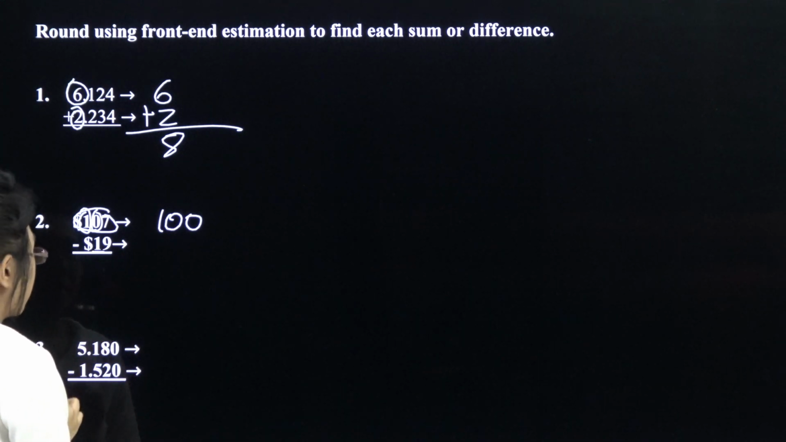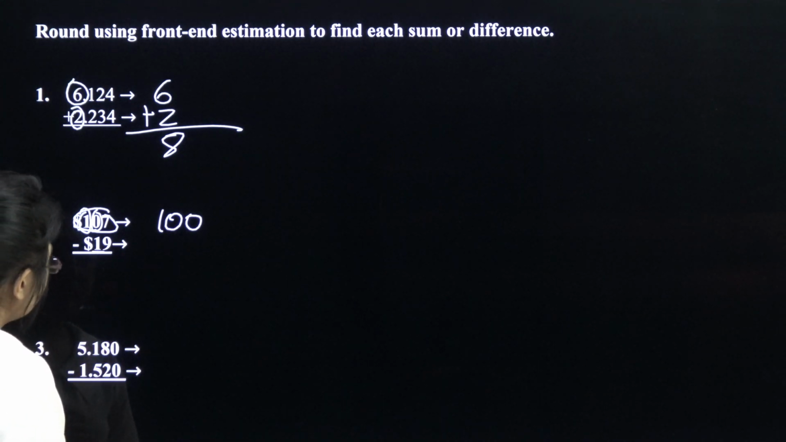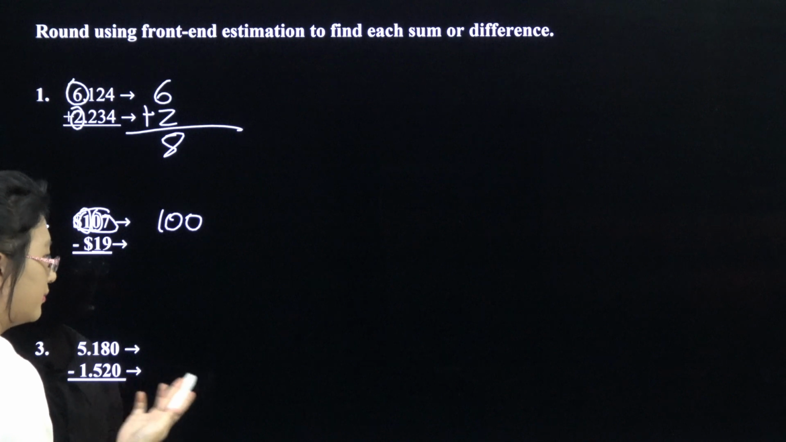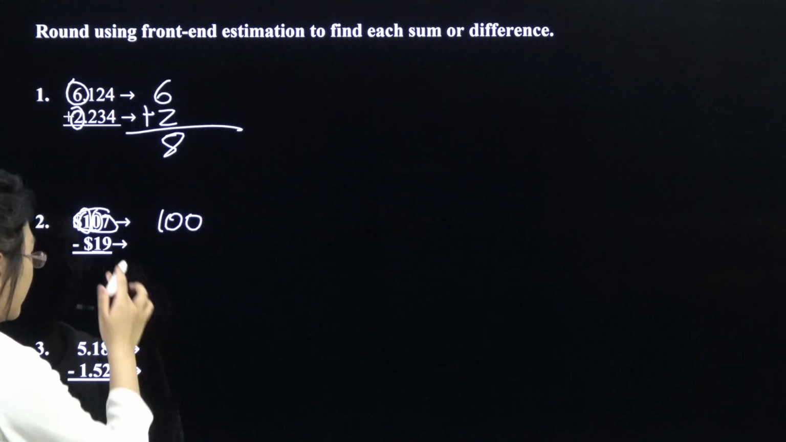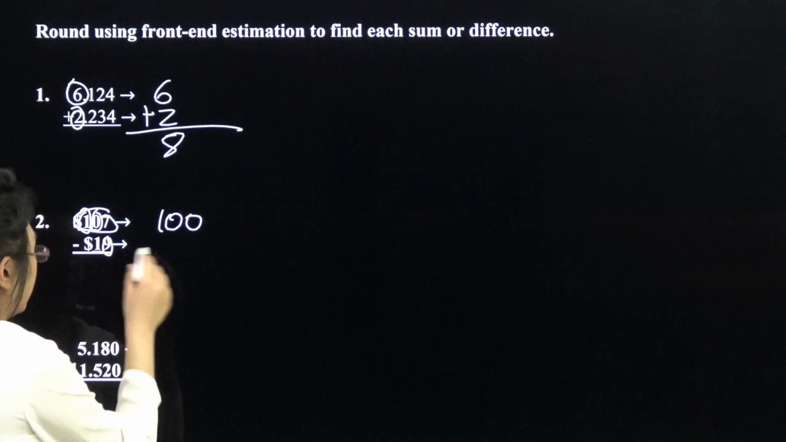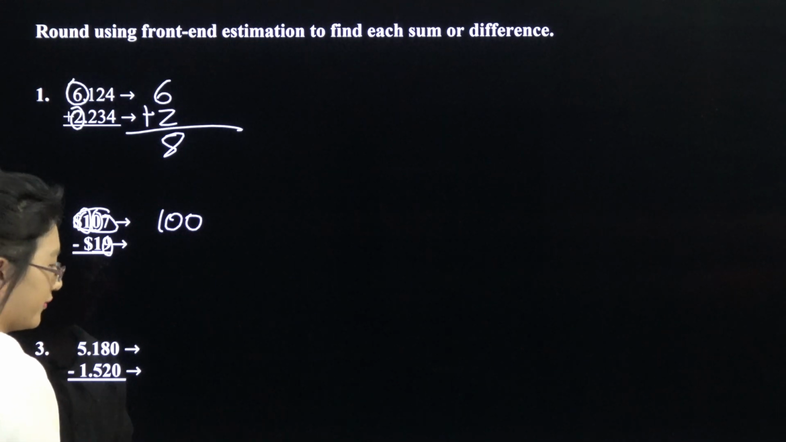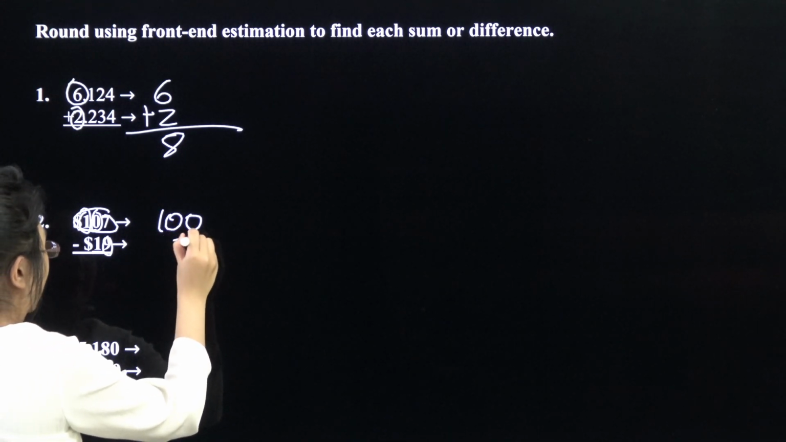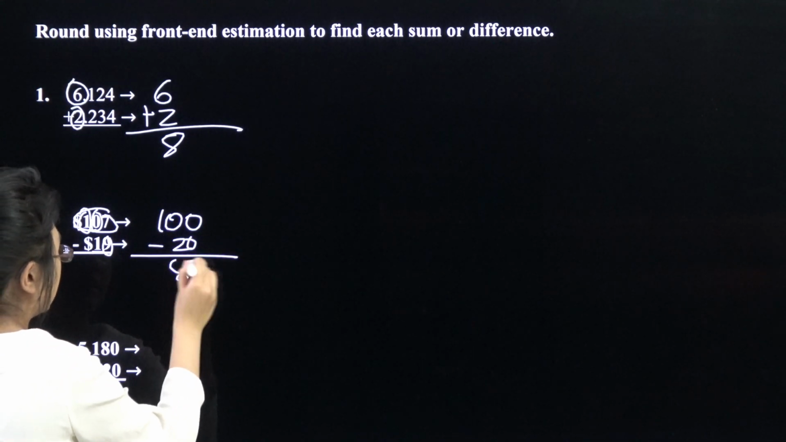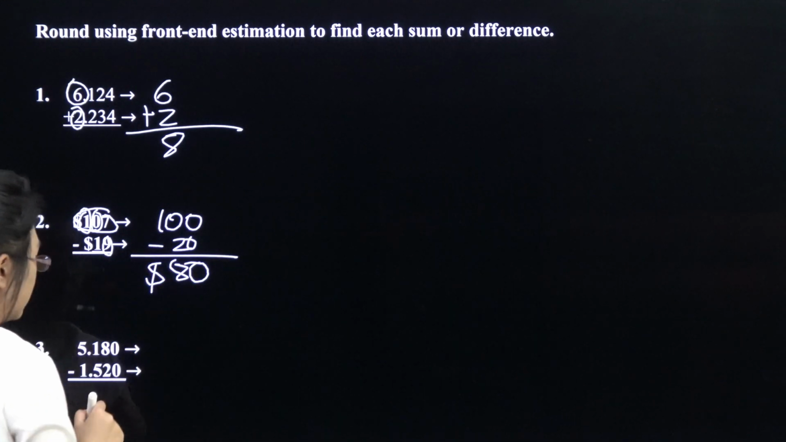And here, the leftmost digit is a 1. You round by looking at the ones place. And the ones place is a 9, which is bigger than 5. So that'd be rounding up. And we get $80, approximately.